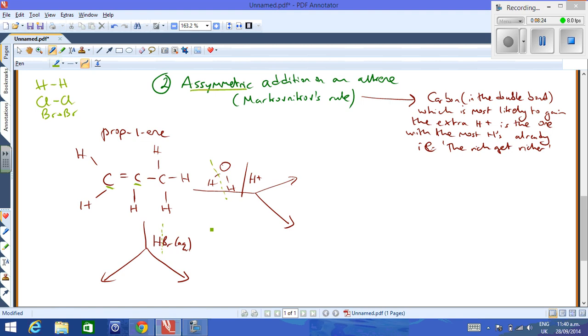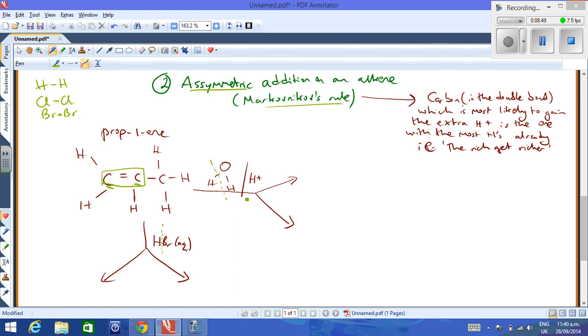And sometimes when you have asymmetric addition, or usually if they're assessing you on asymmetric addition in your level 2 chemistry, it's going to be to check if you understand Markovnikov's rule. And Markovnikov's rule is that the carbon involved in the double bond, so there's always two of them, there's two carbons to look at. The one which is most likely to gain the extra H plus is the one with the most hydrogens already. In other words, the rich get richer.